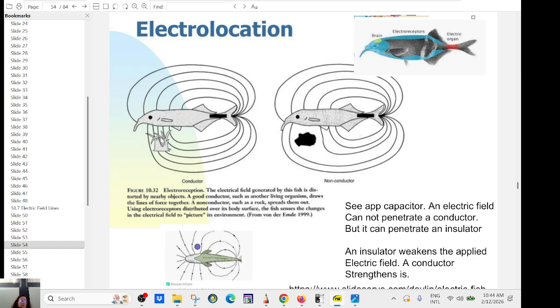And when it goes next to something that is a conductor, so something good to eat, the electric field will be stronger. We already discussed that because the electrons that move freely and they reinforce electric field. If it goes through a non-conducting material, like a stone, so not good to eat, then the electric field will be weaker. So it's called electrolocation. If you work in electronics, all the transistors, it's all about electric field.